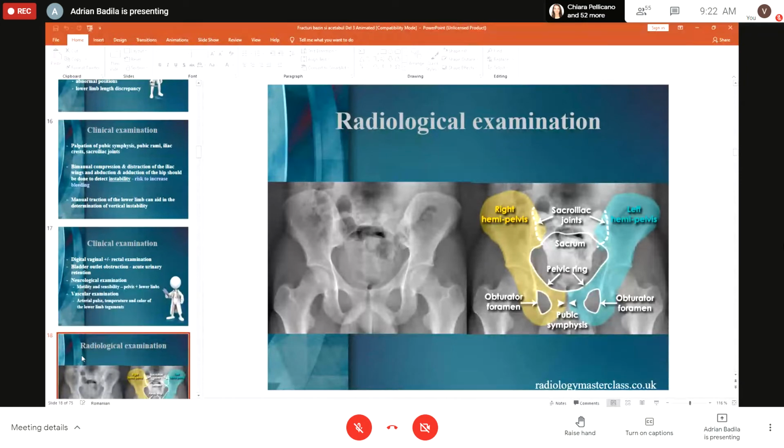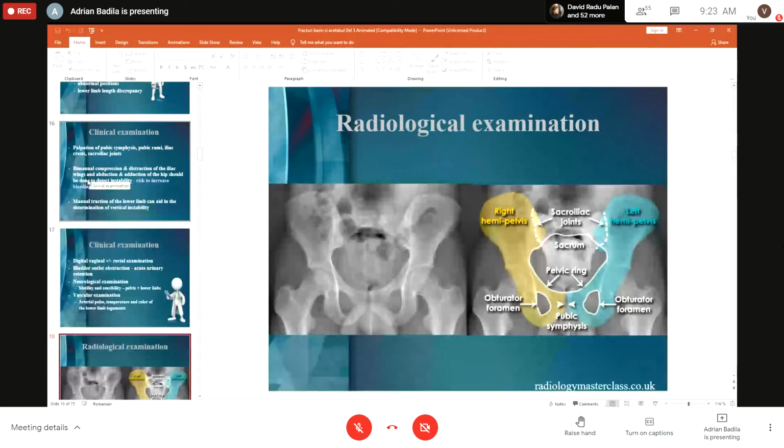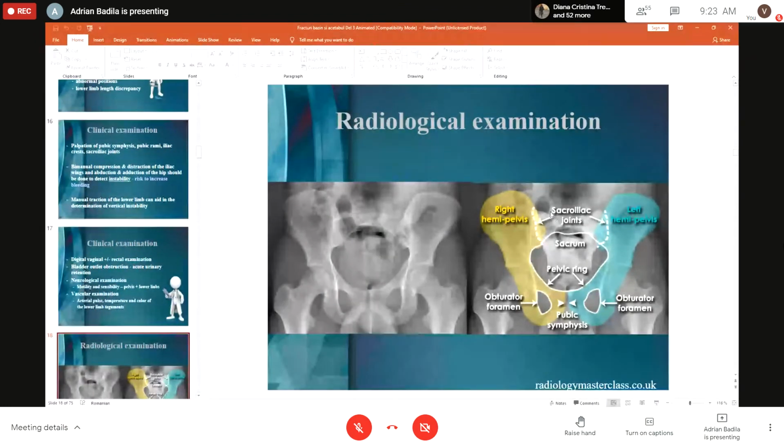We have the imagistical examination, and the first one is the radiological examination. On this antero-posterior X-ray view of the pelvis, we have the right hemipelvis, which is in yellow, and the left hemipelvis, which is in green. In the back, we have the sacrum. These are the sacral wings with the sacroiliac joints, the pelvic ring, the two acetabulums with the femoral heads in it. Here we have in the front the pubic symphysis.